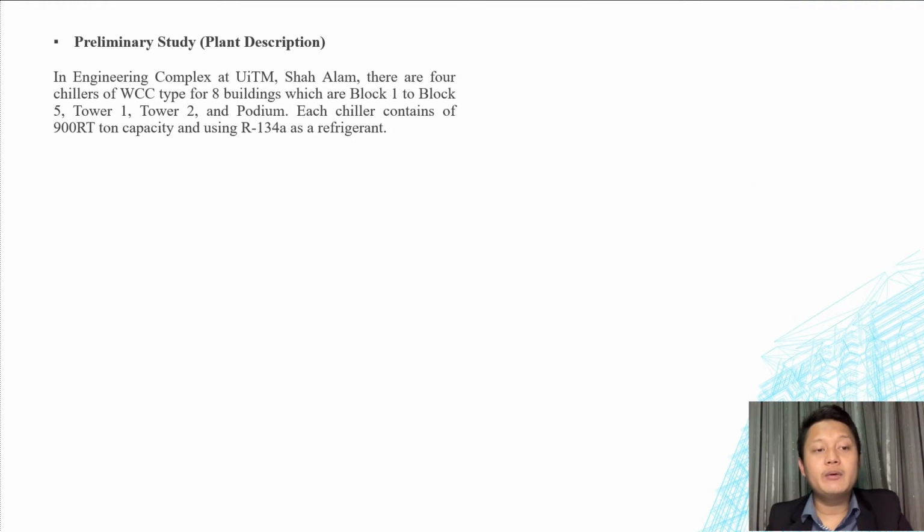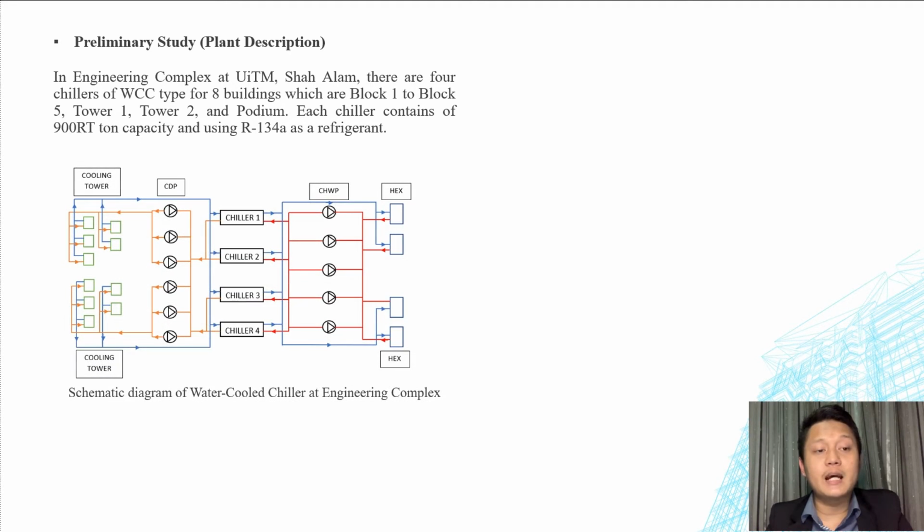For the preliminary study, in the engineering complex at UiTM Shah Alam, there are 4 chillers of the water-cooled chiller type for 8 buildings, which are Block 1 to Block 5, Tower 1, Tower 2, and Podium. Each chiller has a 900 ton capacity and uses refrigerant 134A.